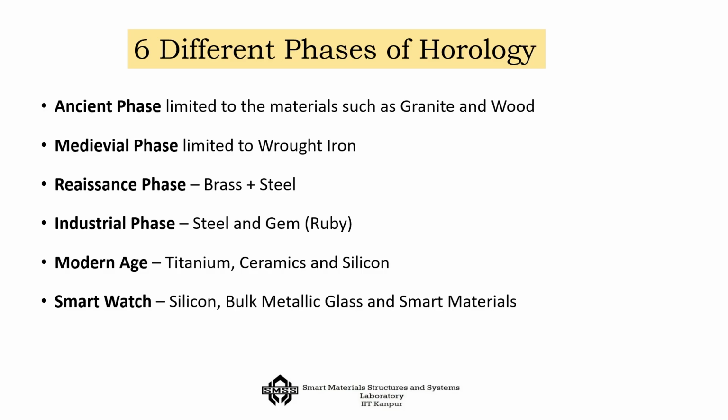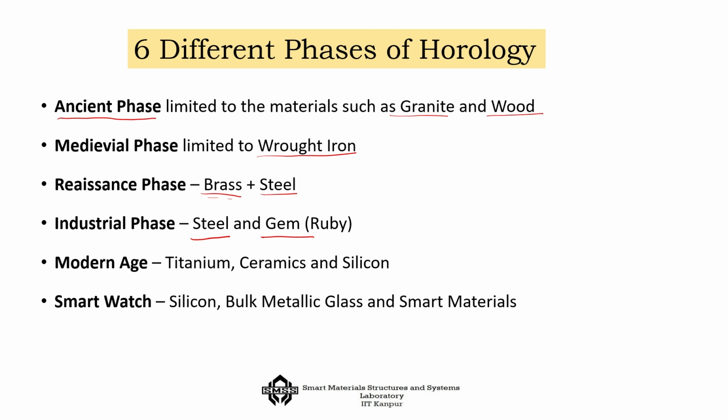The first phase we will call the ancient phase, and in that phase the measurement was based on stone like granite and wood. So, that was the first phase of time measurement. How? I am coming to it. The second phase is the medieval phase, when the use was limited to wrought iron. Then there came the Renaissance phase, when we started to use both brass and steel. So, you see the evolution of material has taken place. And then the industrial phase, where it is steel and some gem like ruby.